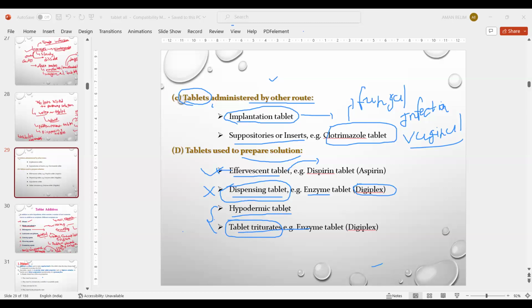In case of hypodermic tablet, it's a kind of tablet which is dissolved into water for injection, and then it is given in the form of an injection. Okay, so that is hypodermic tablet. The other type is tablet triturate, which is a simple mixture of triturated powder and your API, and then it is simply compressed and given to the patient. So these are all old concepts, right? Currently these are not in use: tablet triturate, hypodermic tablet, and dispensing tablet. These are not mostly used. Okay.